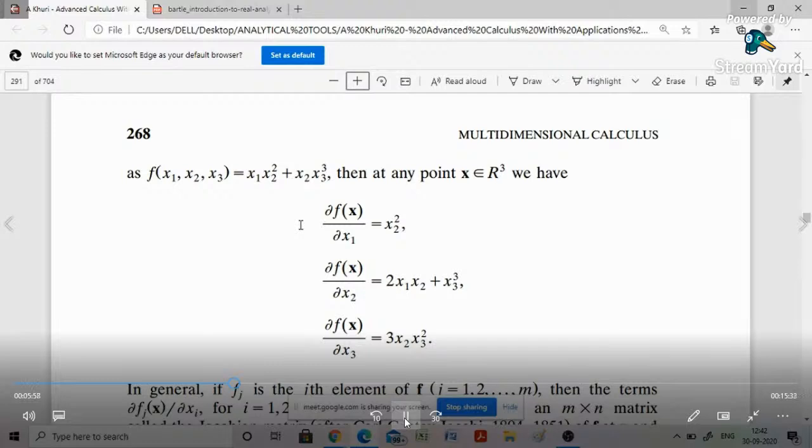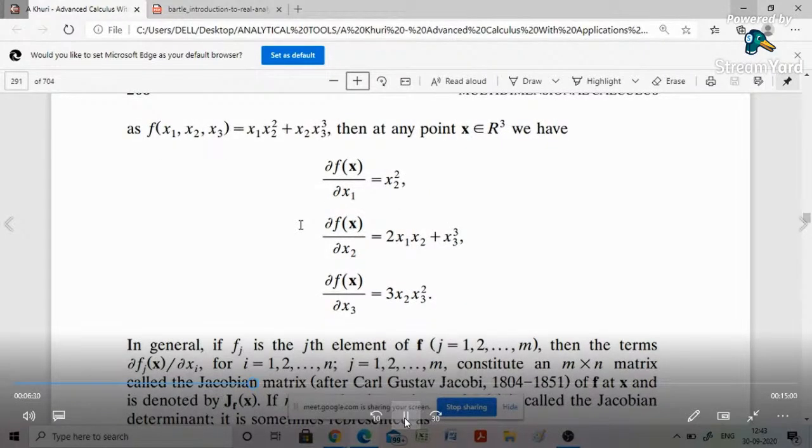Okay, so we can differentiate with respect to x1, x2, and x3. What happens? dou f of x by dou x1 equals x2 square. Clearly, the first term contains x1 and x2 square, so when we differentiate with respect to x1, we get x2 square. Similarly, dou f of x by dou x2 is, from the first term, 2x1x2. From the second term we will have x3 cube. From the third term, dou f of x by dou x3 equals 3x2x3 square. Okay, so these are the partial derivatives of function f with respect to x1, x2, and x3.